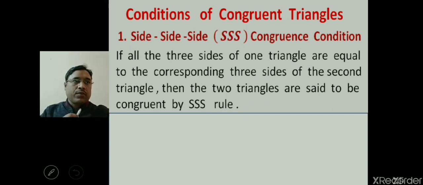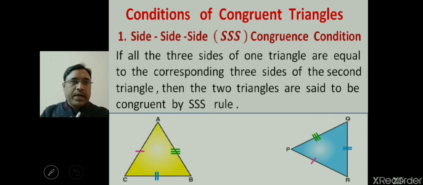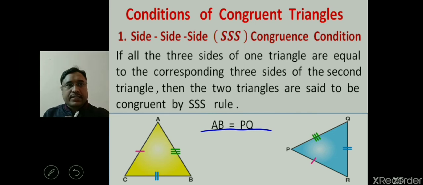For example, in this diagram you can see this is triangle ABC and this is triangle PQR. In this you can see AB is corresponding to PQ. Here this side AB is equal to PQ. Three lines here are shown, three green lines.